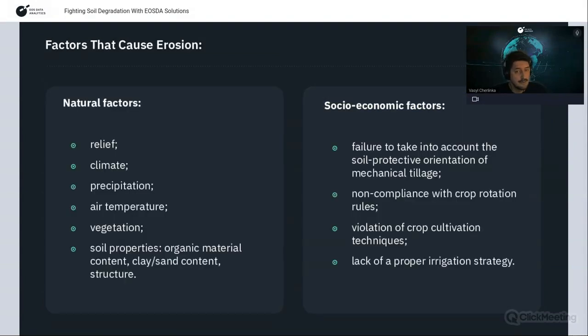What factors contribute to water soil erosion? First and foremost, these are natural factors listed on this slide. Numerous socioeconomic factors can amplify the impact of natural factors. Soil cultivation technologies, for example, fall into this category. Under equal conditions, traditional arable farming will cause more erosion than minimal tillage technologies.